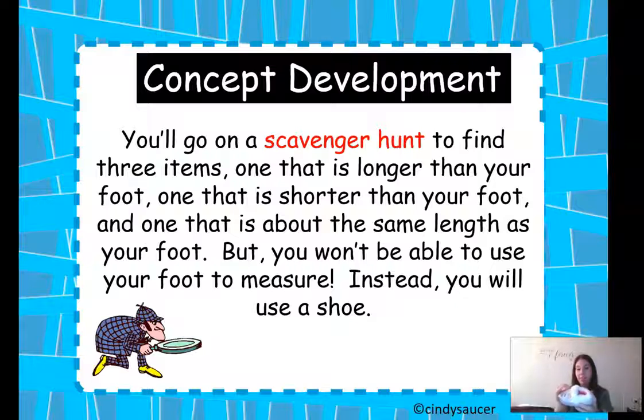If I was looking for something about the same length as my daughter's shoe, I found a marker and it's about the same length as her shoe. About the same length. And you're not going to be able to use your foot to measure, so instead you're going to use your own shoe, okay? So you're going to find 3 objects, one that's longer, one that's shorter, and one that's the same size.